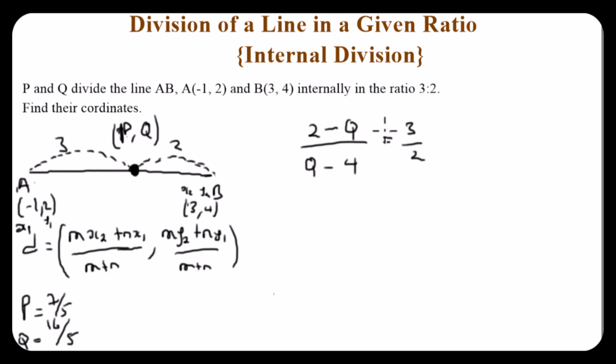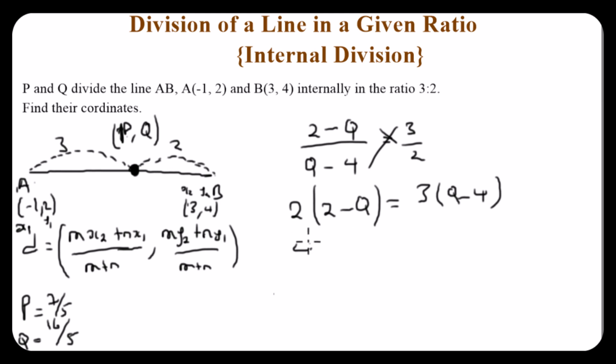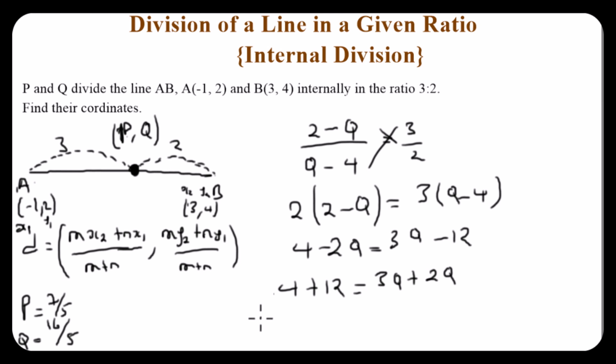Again, cross multiply. Cross multiplying this, we have 2 in the bracket of 2 minus Q, and 3 in the bracket of Q minus 4. So 2 times 2, we have 4. 2 times minus Q, that's minus 2Q. Equal to 3Q, and then 3 times minus 4, that's negative 12. Again, combine like terms. 12 goes to this side, becomes positive. So we have 4 plus 12 equal to 3Q plus 2Q, as 2Q comes to this side and becomes positive. So 4 plus 12 is 16, and 3Q plus 2Q is 5Q. And finally, Q will be equal to 16 over 5.